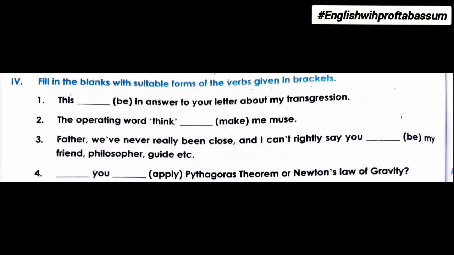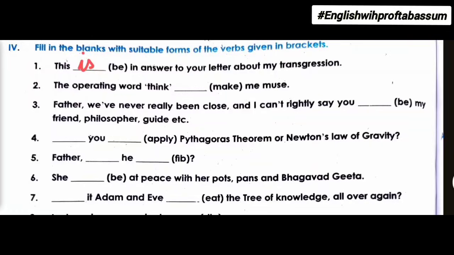Let's begin. Fill in the blanks with suitable forms of the verbs given in brackets. First one, this dash in answer to your letter about my transgression. So the bracket word is be. So be has many forms like is, am, are, was, were and will be. So the rule is that when we describe a present situation or state, we use is, am or are. So over here the word this is singular, and when the subject is singular, we use is.